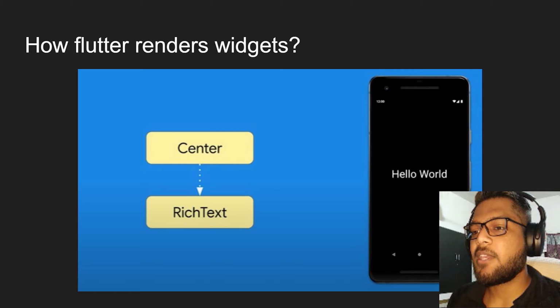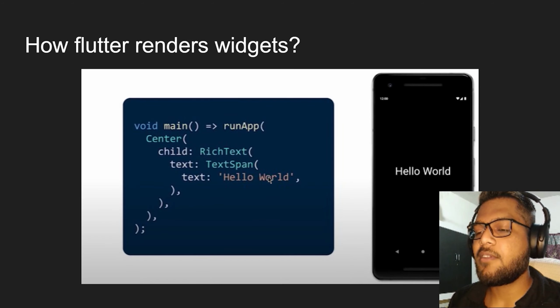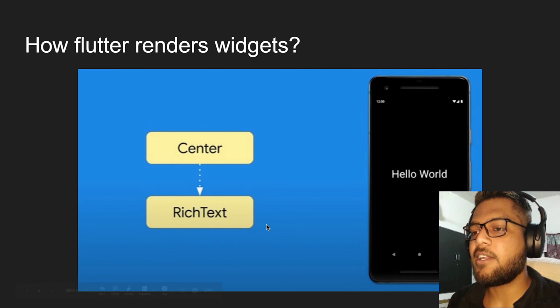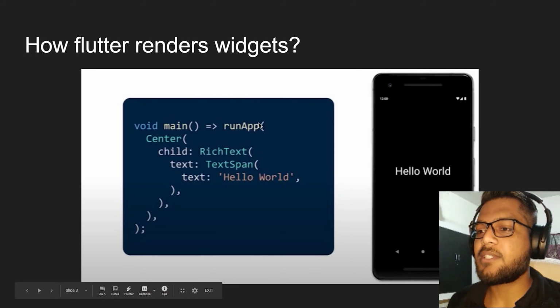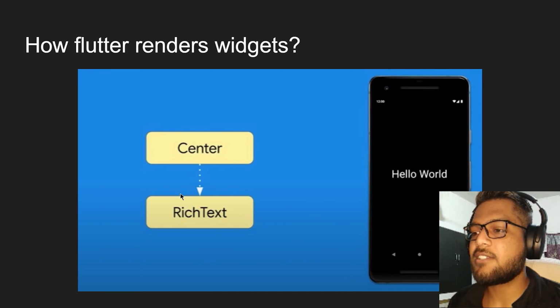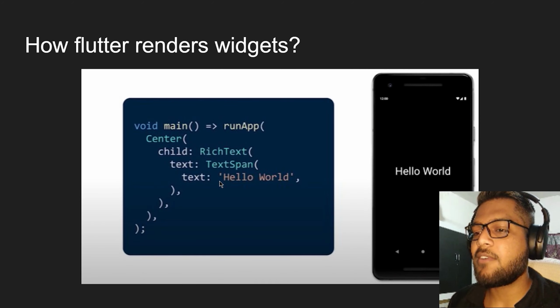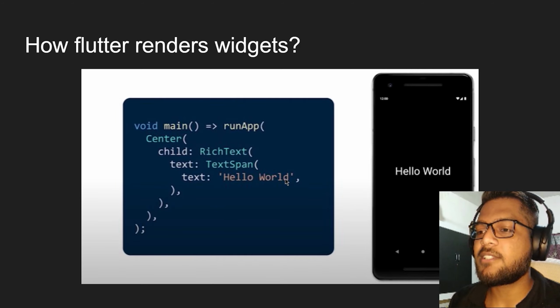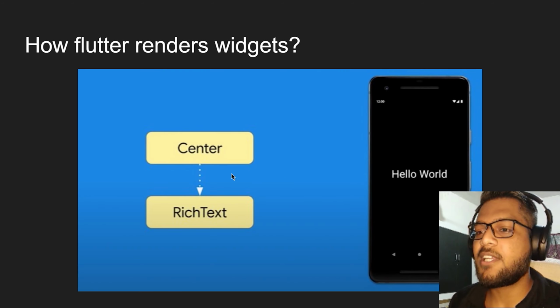Firstly, Flutter will be making a render tree out of the code which we have written. So this is the basic code which we have written and Flutter will be making a render tree out of it. As we have specified here, the top widget is center, and in that we have a rich text, and in the rich text widget we have a text span which displays a text. So it will be making a top widget as center and then a rich text widget will be made.